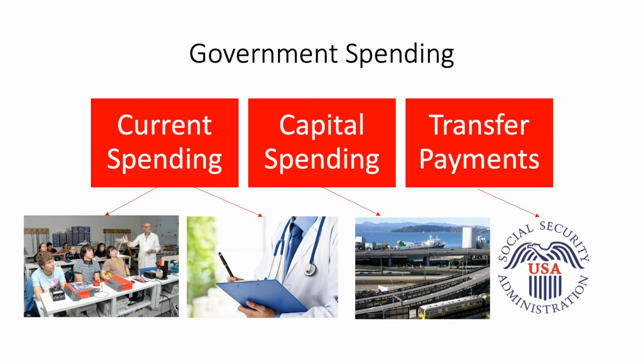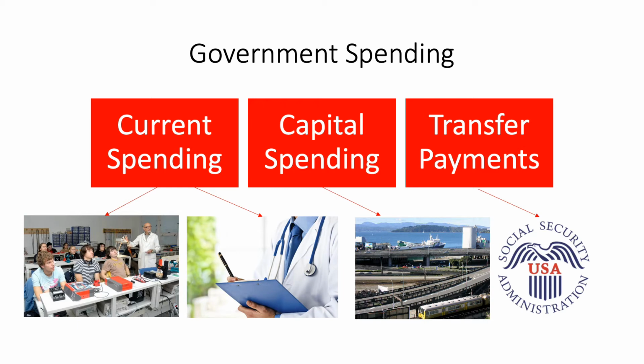Firstly, let's look at government spending. Government spending encompasses a wide range of things, but they can be roughly broken down into three groups: current spending, capital spending, and transfer payments. Current spending involves the day-to-day expenditure of governments and the public sector in general to provide public goods. This could include paying teachers' salaries or ensuring that hospitals are well equipped to treat patients.